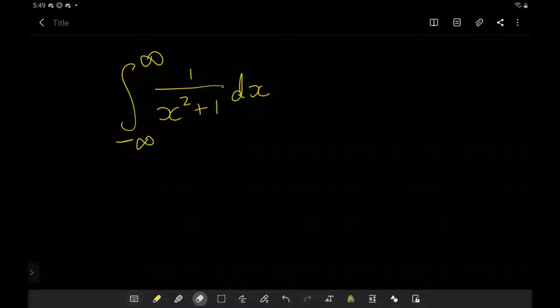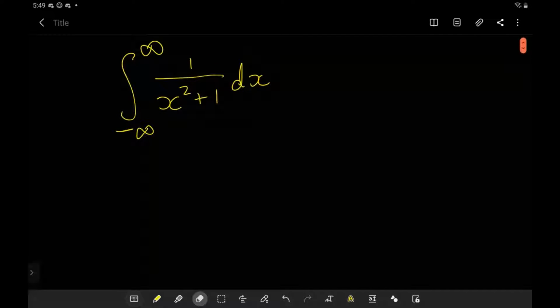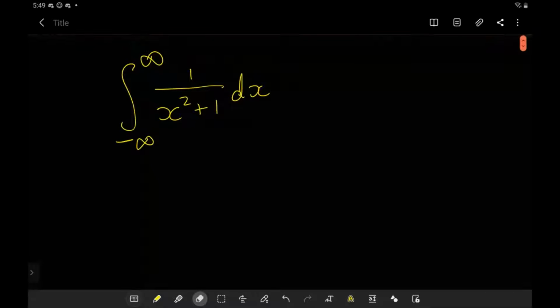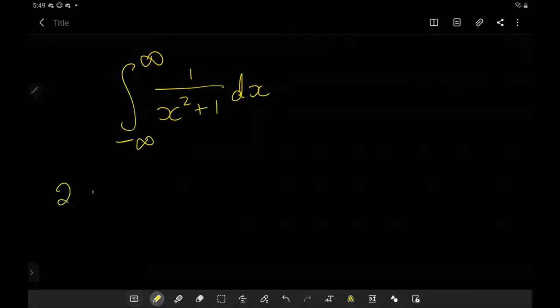So this is the first integral video on the channel, and I would like to do this integral two ways. The first way being the standard method using trigonometric substitution, and the second way being complex analysis. So let's take a look at the first way.